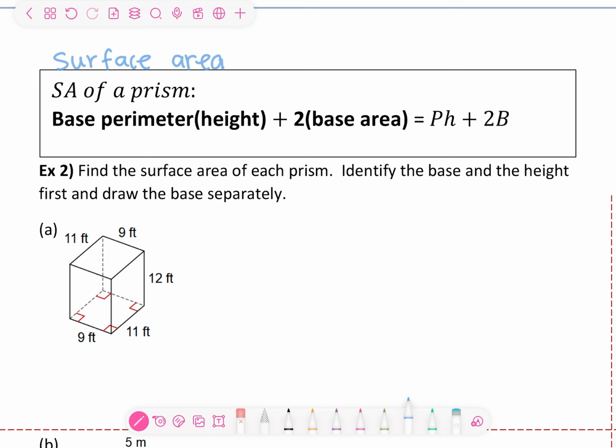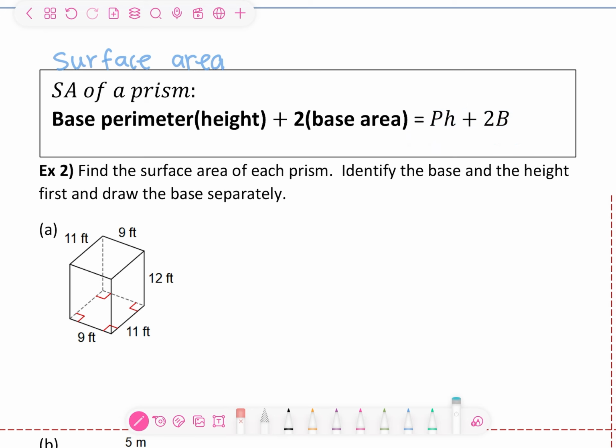So the surface area of a prism can be calculated using this formula. You take the base perimeter times the height, and then you add it to 2 times the base area. Whatever shape the base is, that's how we're going to determine the perimeter and the area. If it's a rectangle, it'll be slightly different than if it's a triangle, for example. So you just have to be aware of what shape you're talking about. And then here's the shorthand of how I write it. P is the base perimeter, H is the height of that prism, 2 is 2, and B is the base area.